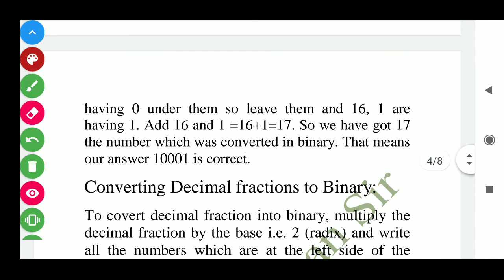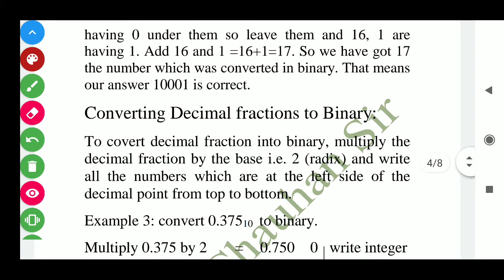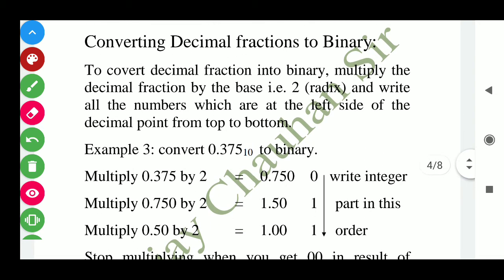You can see here, now converting a decimal fraction to binary. If a fraction number is there, you have to convert that also. To convert a decimal fraction into binary, multiply the decimal fraction by the base, the radix 2, and write all the numbers at the left side of the decimal point from top to bottom. Try to understand with an example, then you will understand this. See, for example, convert 0.375 base 10 to binary. So multiply 0.375 by 2, that is equal to 0.750.